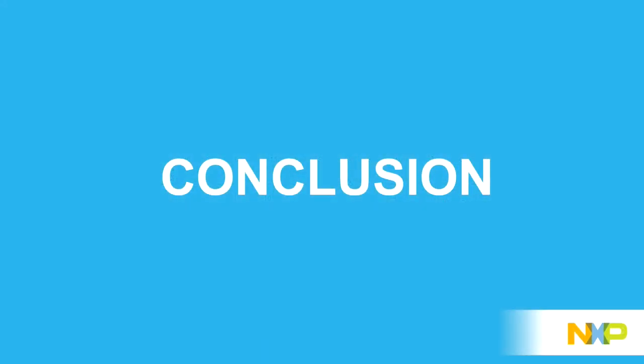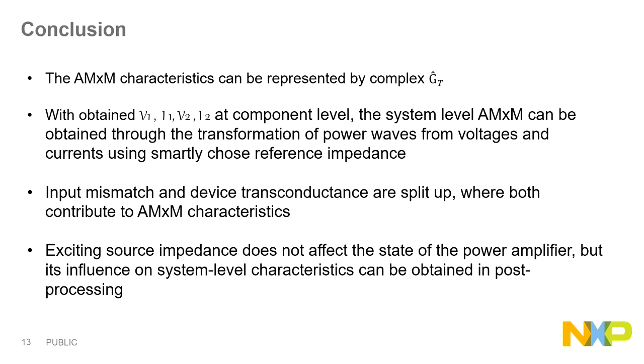So next is the conclusion of my presentation. The AM-XM characteristics can be represented by the complex GT. With the obtained V1, I1, V2, I2 at component level, the system-level AM-XM can be obtained through the transformation of power waves from voltages and currents using a smartly chosen reference impedance. The input mismatch and device transconductance are split up, where both contribute to the AM-XM characteristics. And the exciting source impedance does not affect the state of the power amplifier, but its influence on system-level characteristics can be obtained in post-processing.